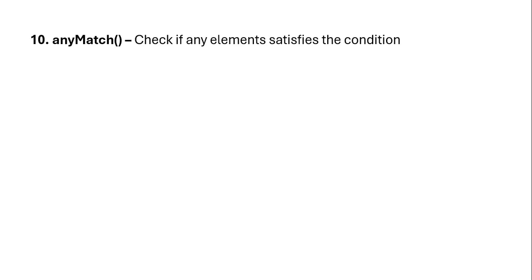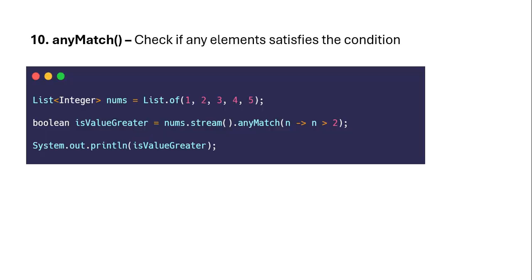Next one is anyMatch. anyMatch is going to check if any element, at least one element, satisfies the condition. Here we have given the condition that the number should be greater than 2. So we have 3, 4, and 5 which are greater than 2, so it is going to print out the true value.